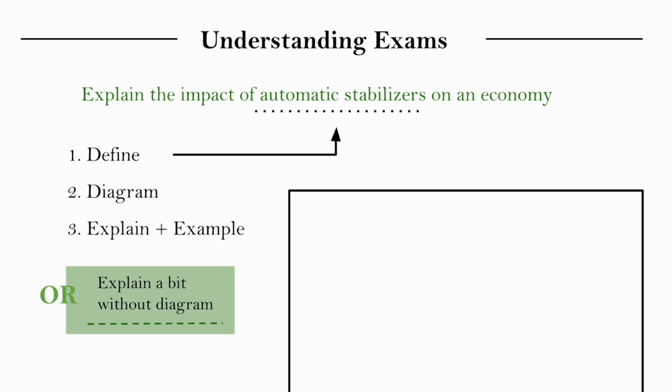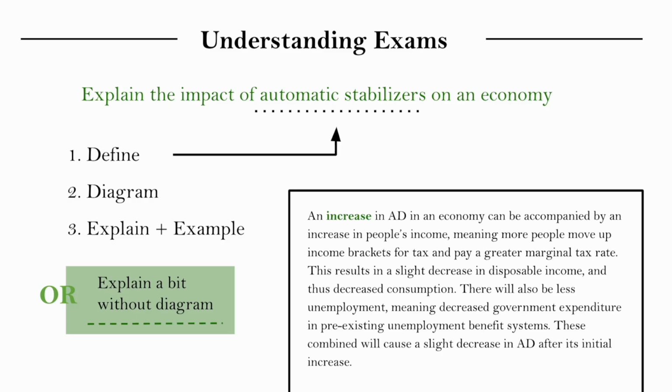So, explaining the dampening effect during an AD increase. An increase in AD in an economy can be accompanied by an increase in people's income, meaning more people move up income brackets for tax and pay a greater marginal tax rate. This results in a slight decrease in disposable income and thus decreased consumption. There will also be less unemployment, meaning decreased government expenditure on pre-existing unemployment benefit systems. These combined will cause a slight decrease in AD after its initial increase.